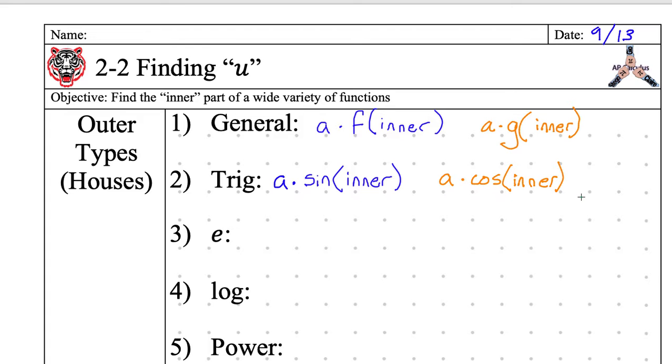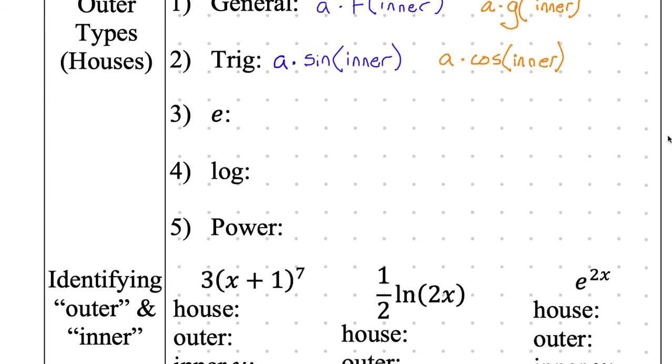Typically, AP tests love sine and cosine. Tangent is on the AP test AB version, but it's just less common, so I'm not even going to write it. Are you going to be able to use the SOHCAHTOA thingy? You are not going to be using SOHCAHTOA nearly as much.